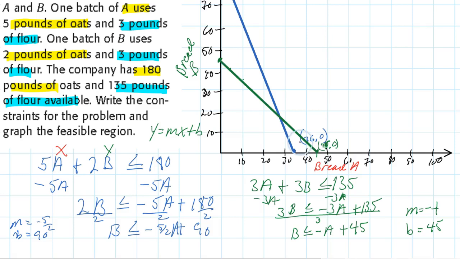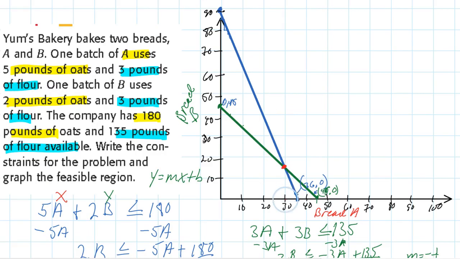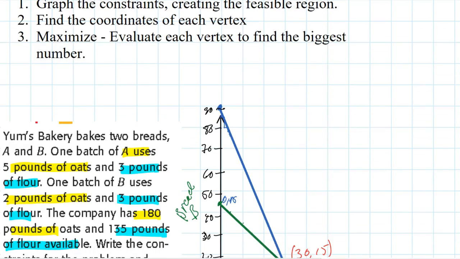I've already labeled the x-intercept for both of them. The y-intercept was 0, 45. But the most important point is where the two cross, right here. So if we follow our graph, we're roughly at an x value of 30, y value somewhere halfway between 10 and 20, which is about 15. So I will call that 30, 15.